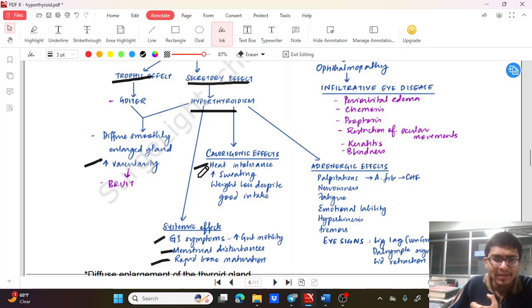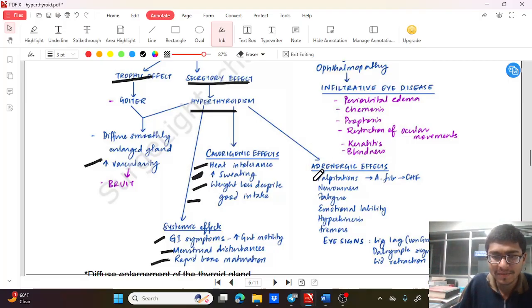Then we have sweating, the patient will be having more sweating. Weight loss despite good intake. So even after having good intake, they'll be having weight loss, heat intolerance, sweating and weight loss. And lastly, the adrenergic effects.